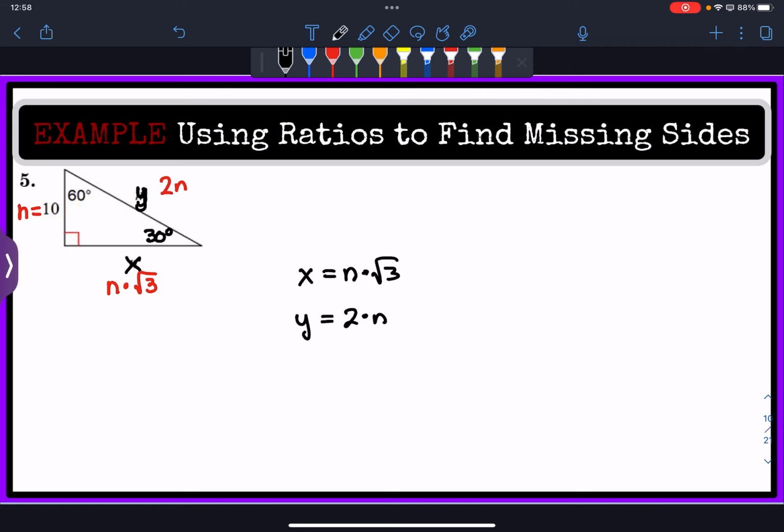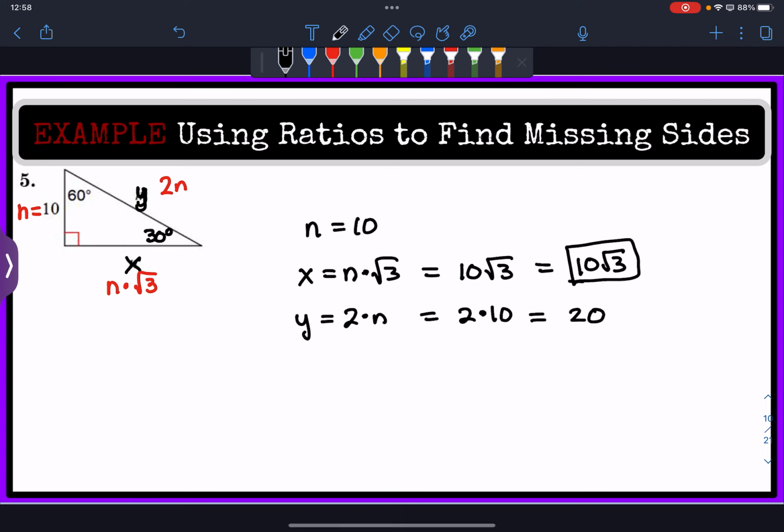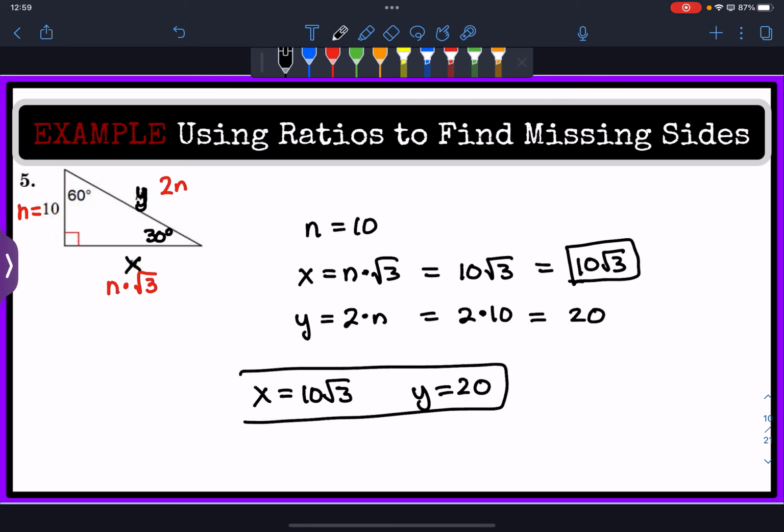And since we know again that N equals 10, we can figure out the value of X by multiplying 10 with the square root of 3, and Y by multiplying 2 times 10. So my answer is going to be 10 radical 3. We're going to keep this as an exact answer, so we're not going to get the decimal value. We're going to write it as 10 radical 3. And then 2 times 10, well, that's 20. So the value of X is 10 radical 3, and the value of Y equals 20. So those are the longer leg and the hypotenuse on this right triangle.